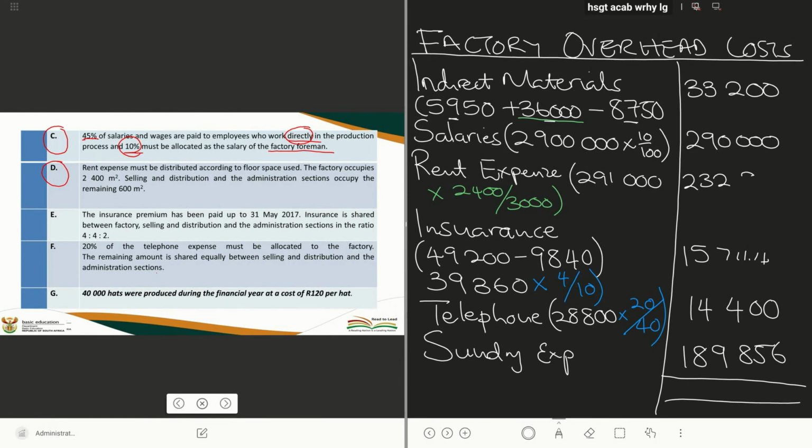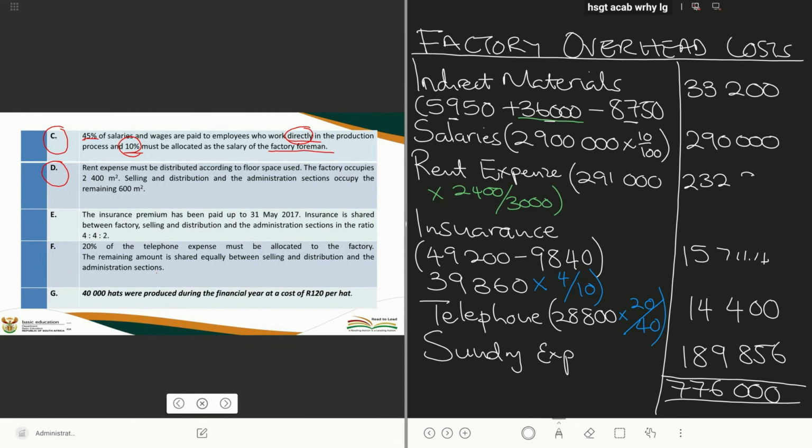33,200 plus 290,000 which is our salaries, and then we add our rent expense as well. Then we add our insurance, which is 15,000, 744,000. Then we say plus 14,400, which is for telephone. Then we're going to add 189,856. And it will give you a total of 776,000.